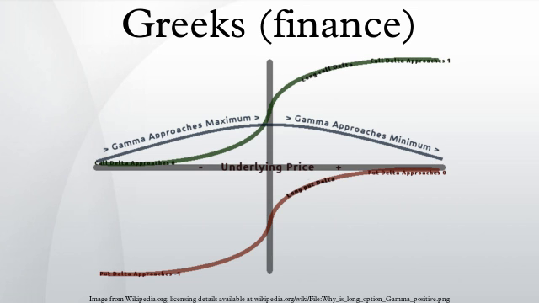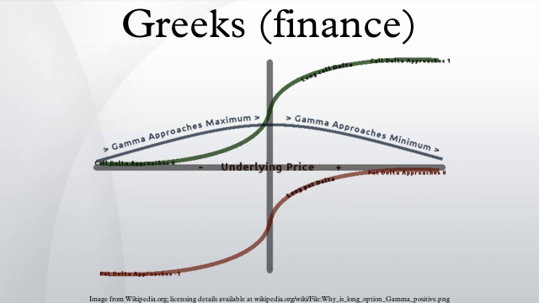Vanna, also referred to as vega spot and delta vol, is a second-order derivative of the option value, once to the underlying spot price and once to volatility. It is mathematically equivalent to delta vol, the sensitivity of the option delta with respect to change in volatility, or alternatively, the partial of vega with respect to the underlying instrument's price.